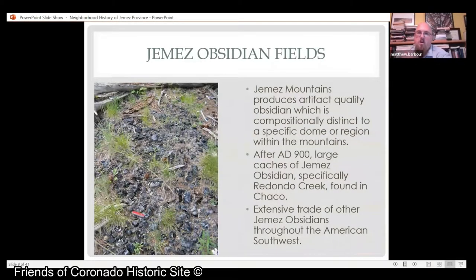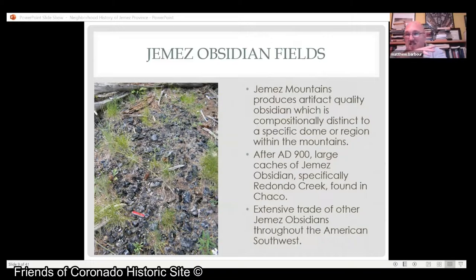For the developmental period, all these things are established by the developmental period. In the developmental period, the Jemez Mountains is going pretty strong. There aren't a lot of people living there. In fact, Jemez Cave probably never had more than a couple families at most living in it. But people in the developmental period start to come into the Jemez Mountains to obtain one important thing. You can see it there. It's lying all over the ground. What you see is obsidian, artifact quality obsidian.